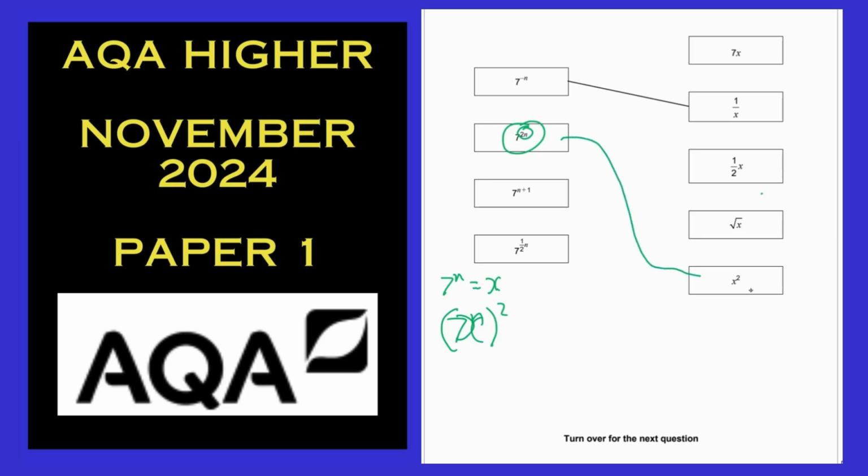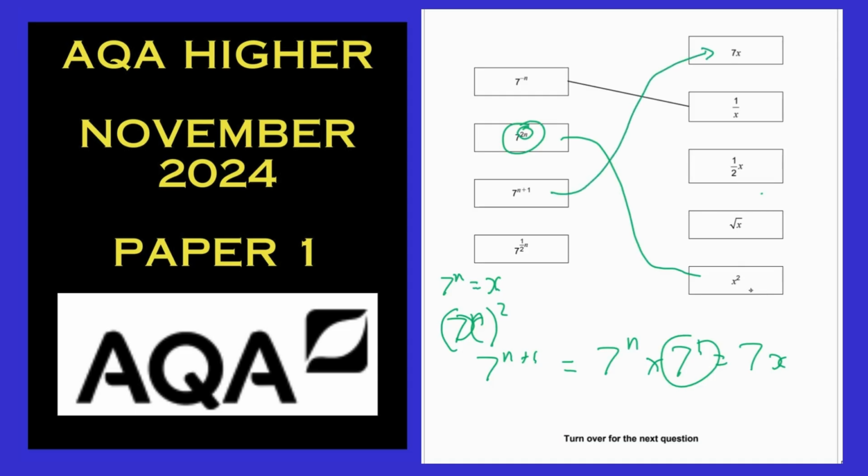In it goes. This next one, the powers have been added, which means another way of writing 7 to the power of n plus 1 is, well, if they've been added, it's a multiply: 7 to the power of n times 7 to the power of 1. We're applying laws of indices in reverse. Well, 7 to the power of 1 is 7. 7 to the n is x. And that's all we're interested in. It's just 7x.